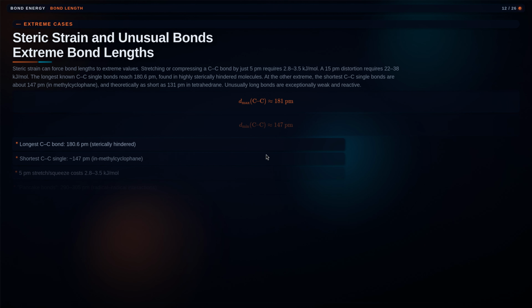Steric strain can force bond lengths to extreme values. Stretching or compressing a carbon-carbon bond by just 5 picometers requires 2.8 to 3.5 kilojoules per mole. The longest known carbon-carbon single bonds reach 180.6 picometers in highly sterically hindered molecules. At the other extreme, the shortest carbon-carbon single bonds are about 147 picometers. Unusually long bonds are exceptionally weak and reactive, leading to fascinating chemistry.